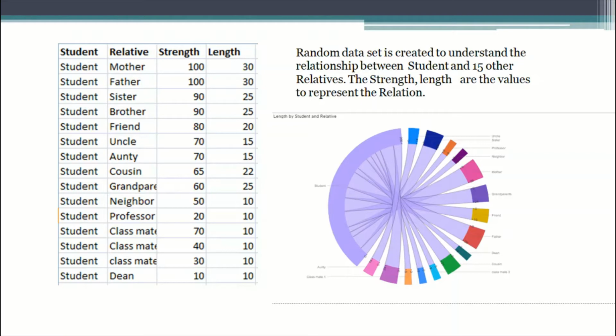In the chord diagram, the graph is in the form of a circle, and the association is represented by the length of the arc and the point between the student and other relatives. Here I would like to show the chord diagram of length by student and the relative. If you see in the graph, the student is associated with all the relatives and the length of the arc of the circle varies. The mother and father have the maximum length of the arc that ranges between 0 to 29, and the length of the arc is least for the professor, dean and the classmates.